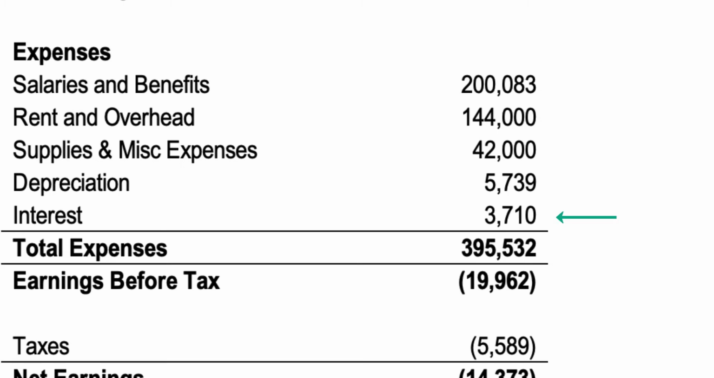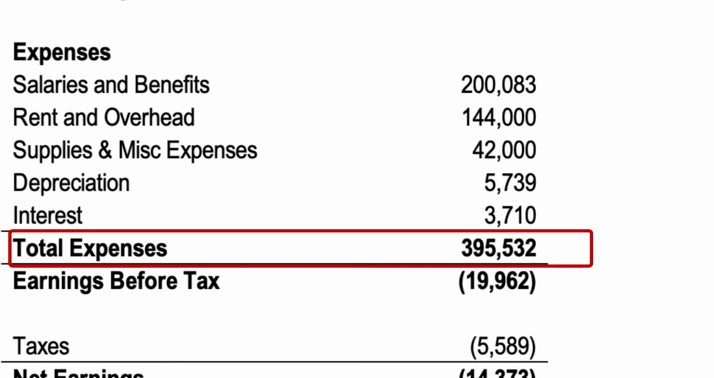The interest expense that you see here could be interest on a loan with your bank. It could be interest on a credit card used to purchase some of your supplies and equipment. The line with the label total expenses is the total of expenses from the salaries line down to the interest line. It does not include the revenue or the cost of goods sold.